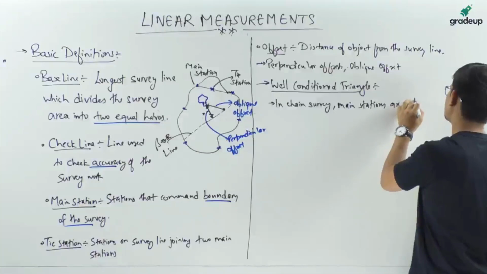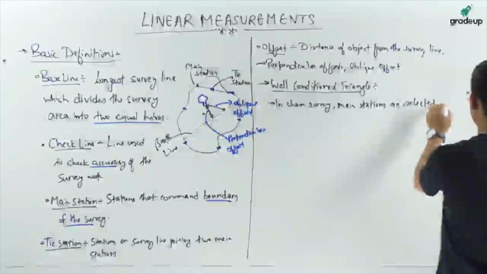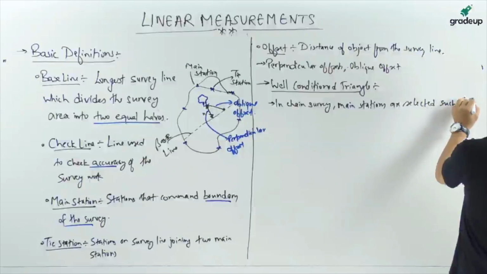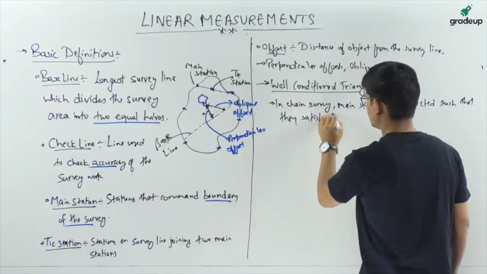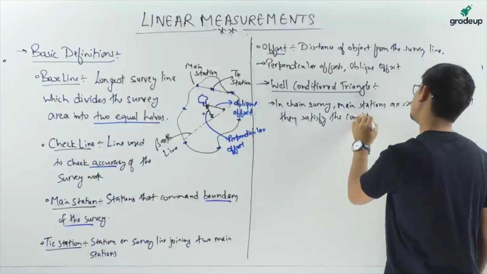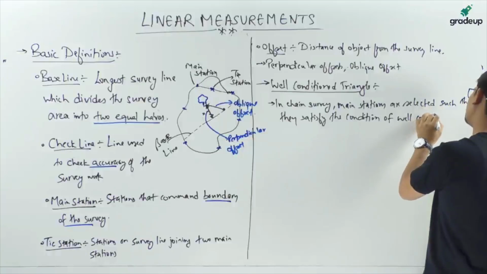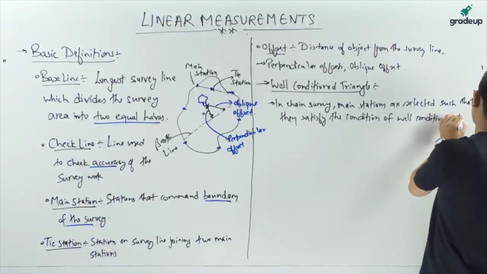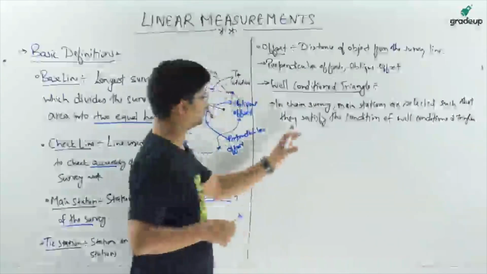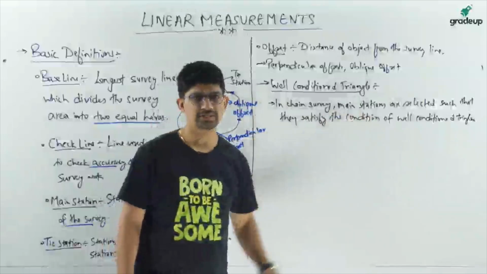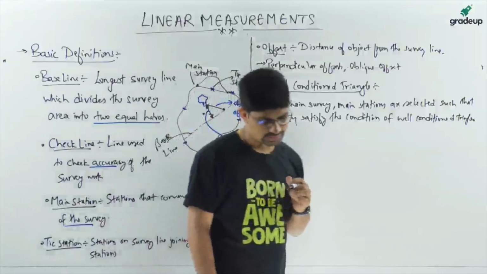So the main stations to be selected in chain survey are selected such that they satisfy the condition of well conditioned triangles. Okay, so in chain survey we have to select main stations such that they satisfy the well conditioned triangle condition. Now, what are the conditions?